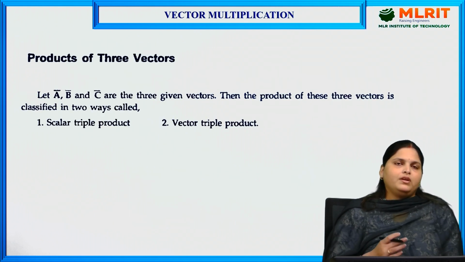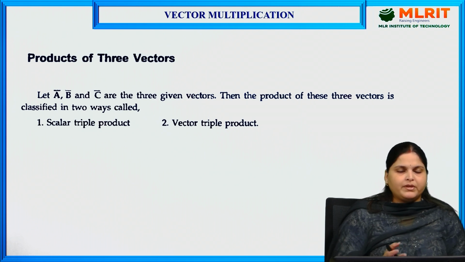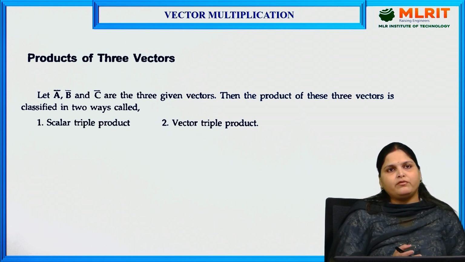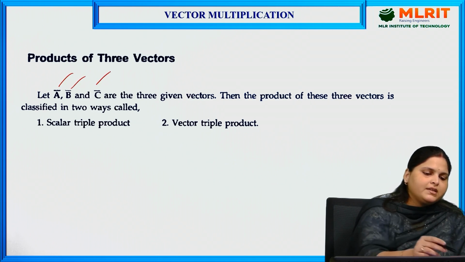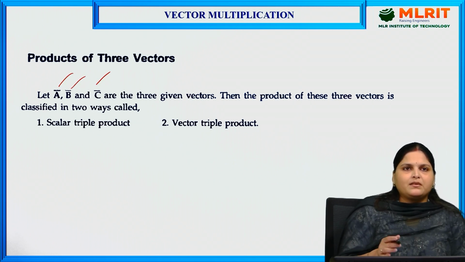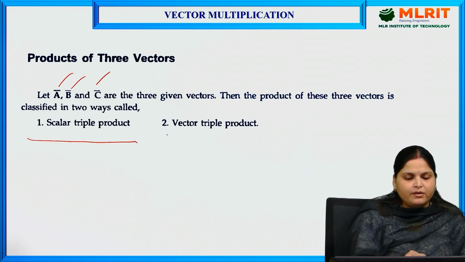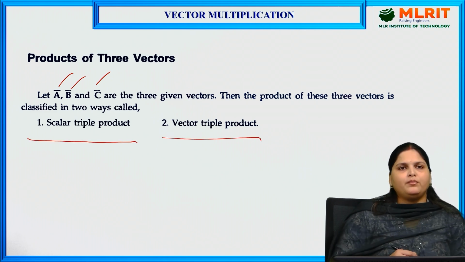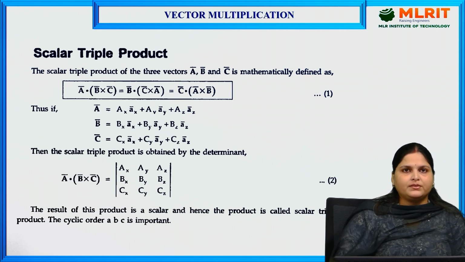Now, let us discuss the product of three vectors. Previously, we discussed the product of two vectors. Now, let us suppose we have A, B and C, three vectors. Their products can be written as scalar triple product and vector triple product. What is scalar triple product?